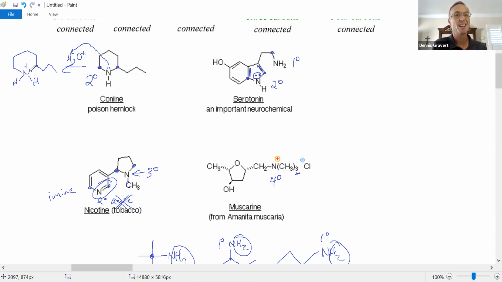No, this nitrogen is connected to 2 carbons. It is still secondary. Oh, but it has 2 H's. Doesn't 2 H's mean primary? Ooh, so be a little careful with that shortcut. It doesn't always work. Counting hydrogens is helpful, but it's not going to always give you the right answer. The proper way to do it is how many attached carbons are there? This nitrogen has 2 attached carbons. It's secondary. Cool. All right.